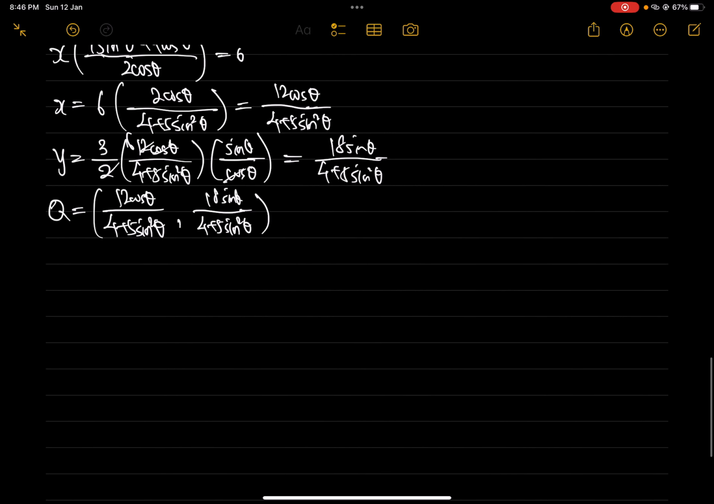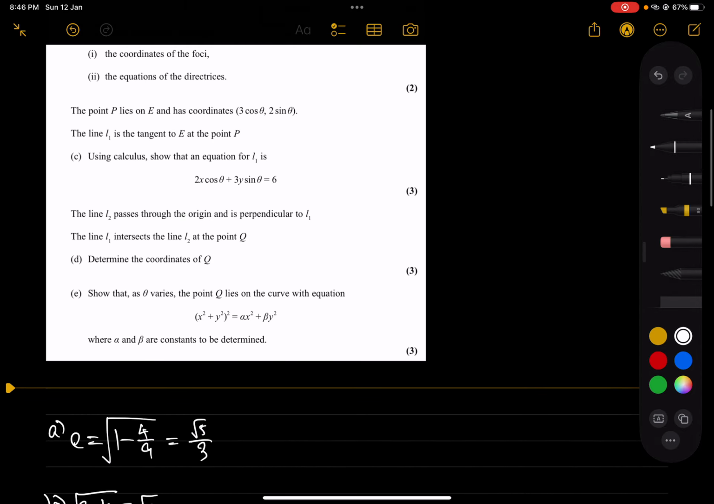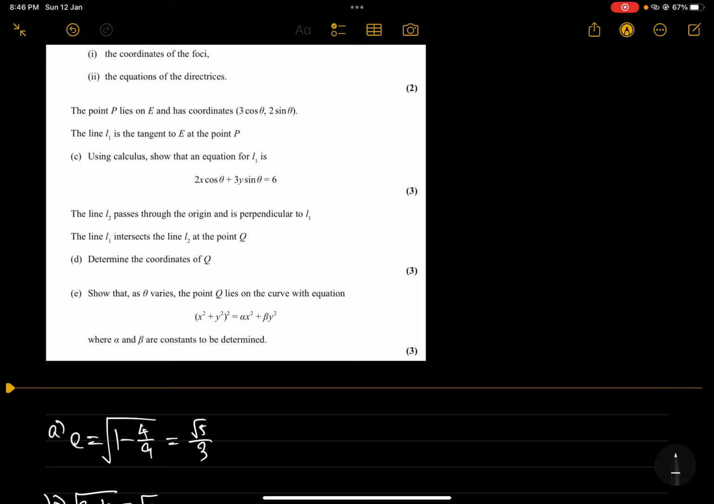Part E wants to show whatever that is, and this one's the most annoying bit by far. So, oops, excuse me there. So, the obvious one out of the way is that left hand side is equal to right hand side. So let's start from the left, and then we should find what alpha and beta are.